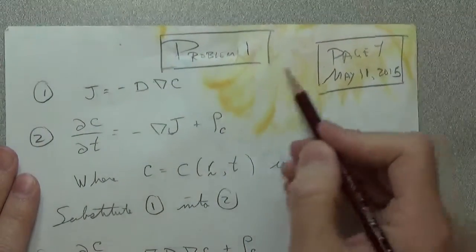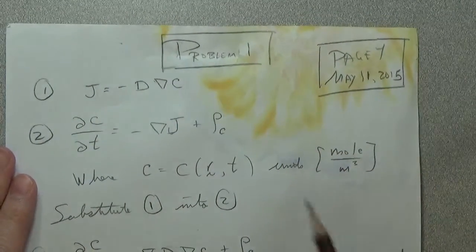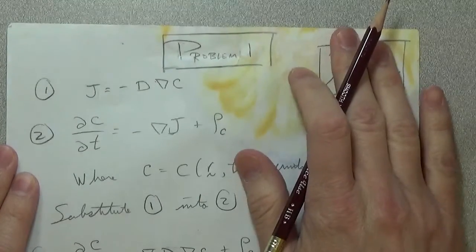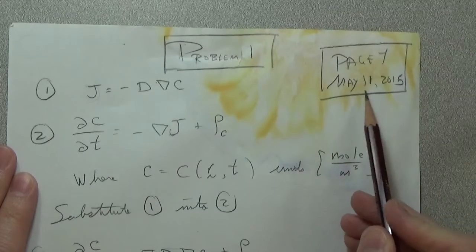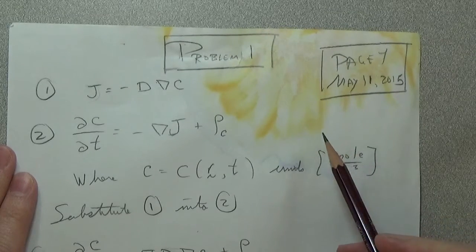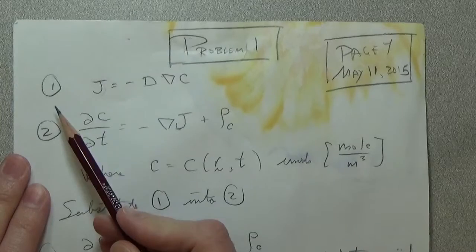Well, you have to ignore the staining here. This actually got a spill in a manila envelope, and the yellow from the envelope stained it. This is a pretty old derivation. You can see it from 2015. So we're going to start out with equation 1.